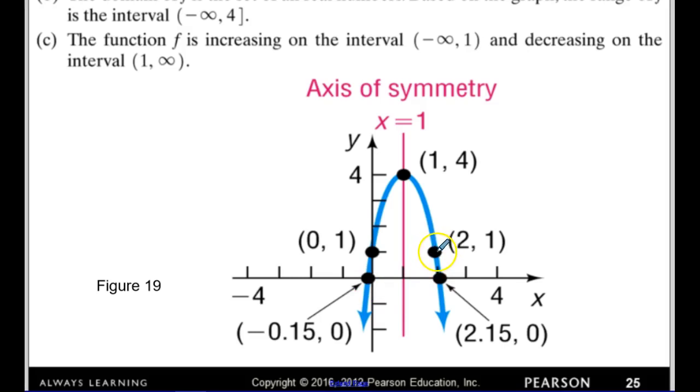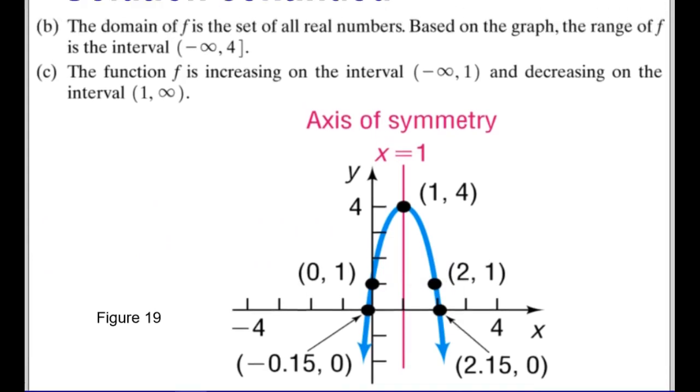I used this other point because I'm using my axis of symmetry. So I knew here if I went over 1 and down 3, I had a point. So the same thing can happen on the right side. If I go over 1 and down 3, I have a point. Okay, so that's another way I can just plot another point.